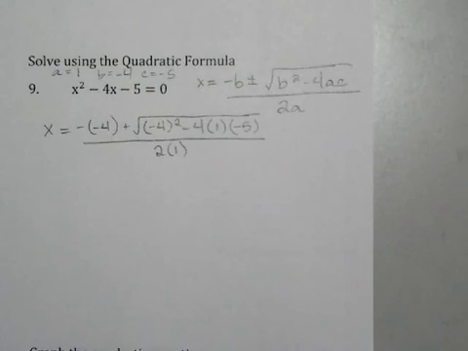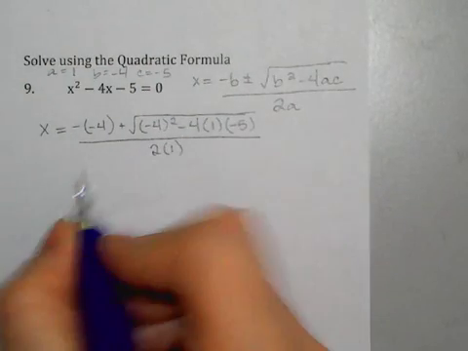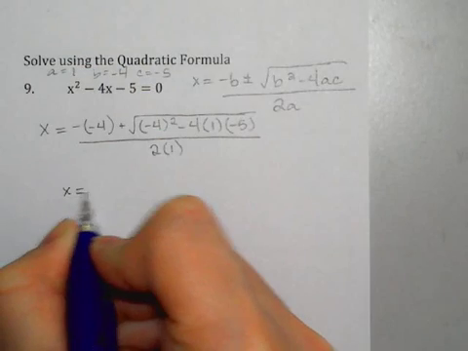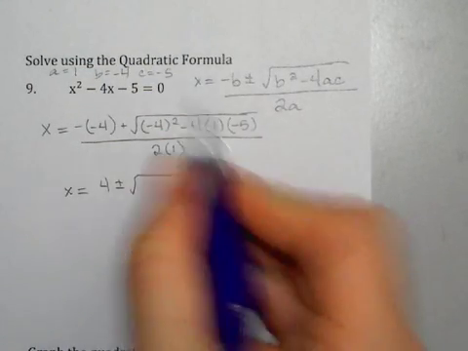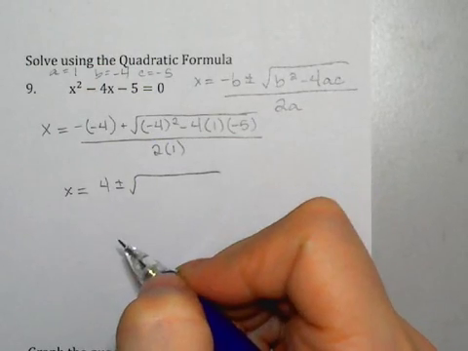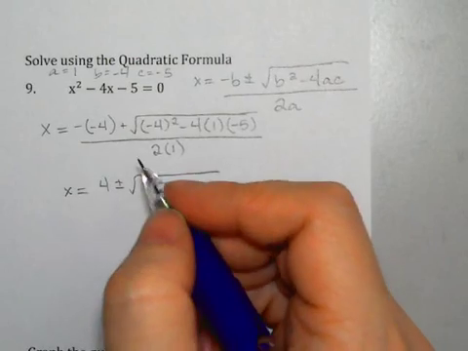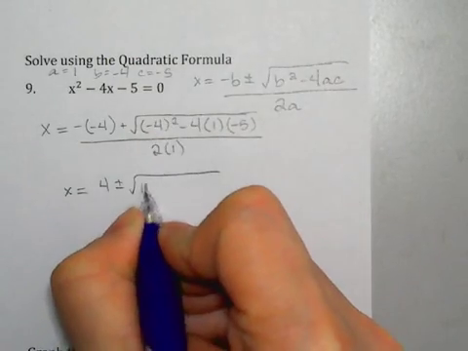Okay, back to number 9. So now we need to simplify this. If I have a double negative 4, that gives me a positive 4, plus or minus. What is negative 4 squared? Positive 16. Negative 4 times negative 4 gives you positive 16.